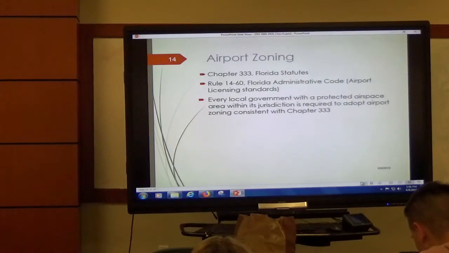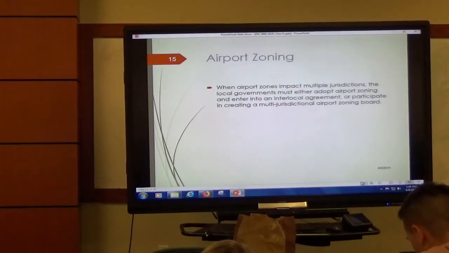So every local government with protected airspace within its jurisdiction is required to adopt airport zoning consistent with Chapter 333. When airport zones impact multiple jurisdictions, like around, for example, Fort Lauderdale-Hollywood International, you've got Hollywood to the west, Dania to the south, Fort Lauderdale to the north. So the environs of the airport are in multiple jurisdictions. The statute requires them to create a multi-jurisdictional airport zoning board, but most of them never do. Here in Broward, they never did.